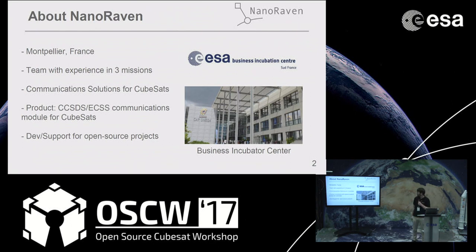First, about our company, we are based in Montpellier, France, but we are not French, as you can see. We have a team with experience of around 3 CubeSat missions in the past, so we learned a bit about the do's and don'ts in CubeSats. Our company mainly works with communication solutions for CubeSats, more focused on the reliability of these solutions. One of our main products is a communication module based on the CCSDS and the ECSS standards.